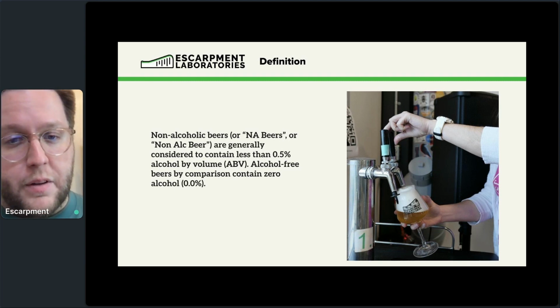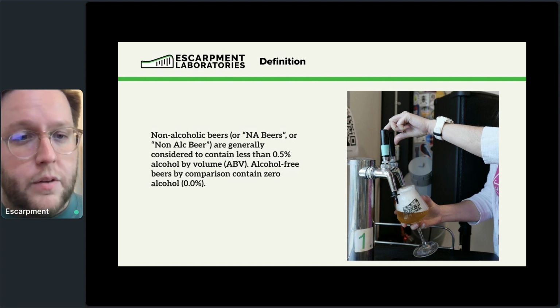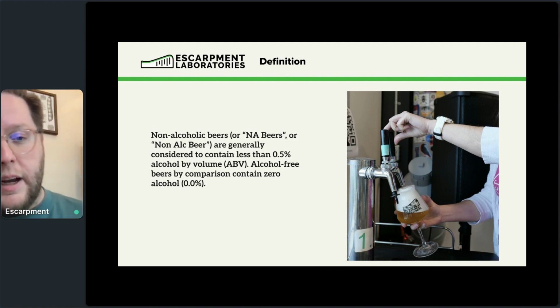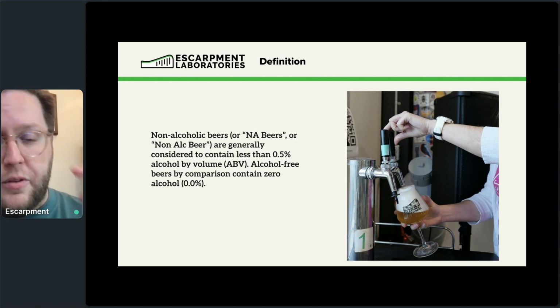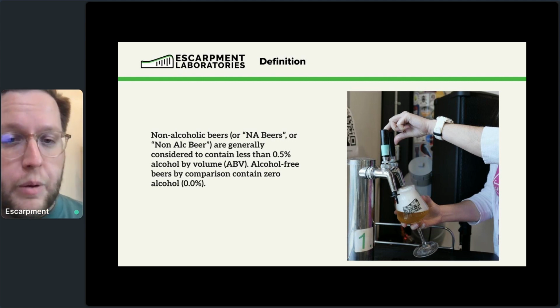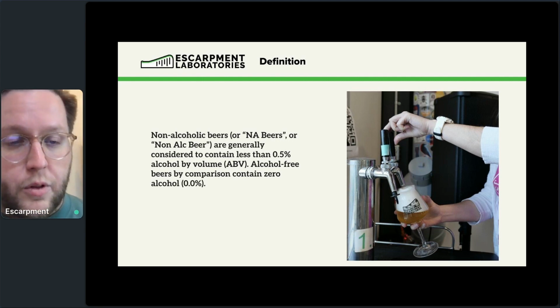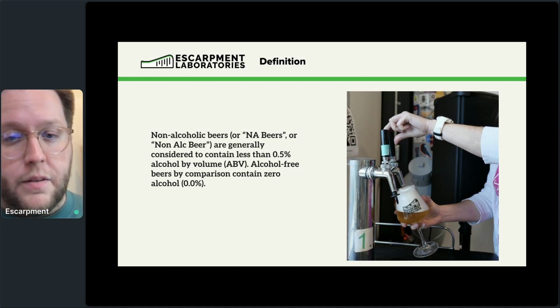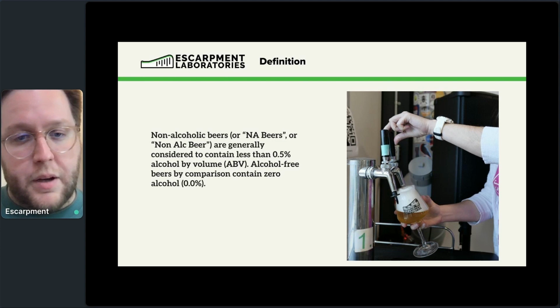By comparison, a beer that's labeled or called alcohol-free will contain zero alcohol, 0.0%. Usually they're labeled as such too. You'll see a beer saying like Heineken 00, Carlsberg 00, Budweiser 00. They're usually pretty clear about that. Most of the non-alcoholic beers made by smaller producers tend to be in that non-alcoholic category of there's some alcohol, but it is less than 0.5%. So just to keep in mind, because even the technology used to make these is a little bit different.